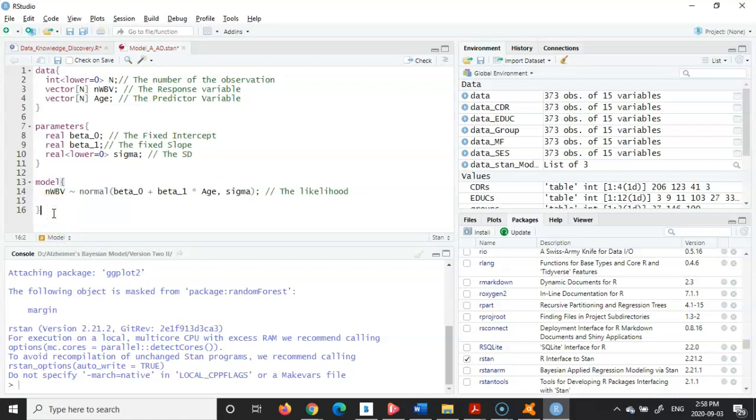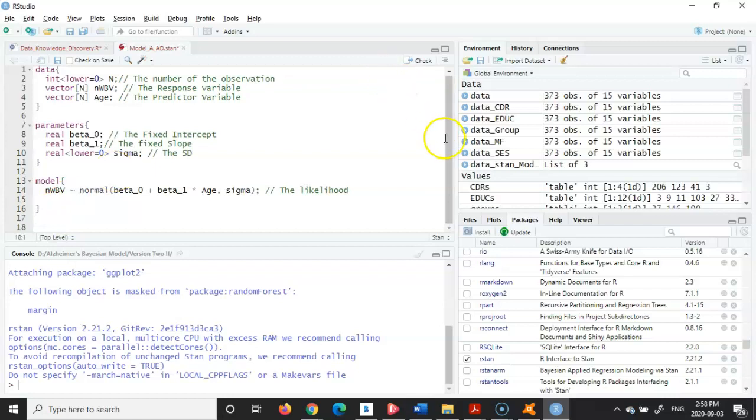However, before we move on, I'm just going to add another block, which is essentially an optional block. The data block, the parameters block, and the model block are essentially the must blocks that you have to incorporate into your Stan model. But the other blocks depend on what you want to do later. I'm just going to call that the generated quantities.